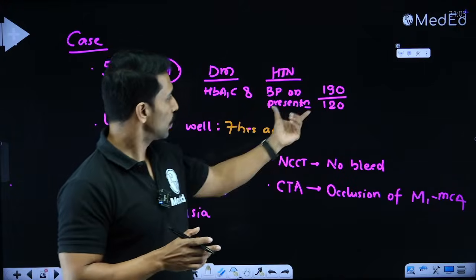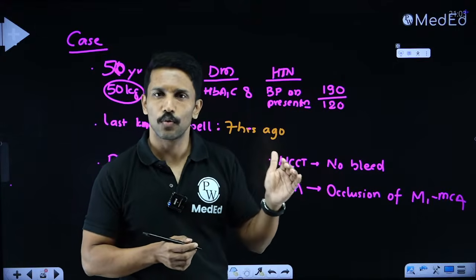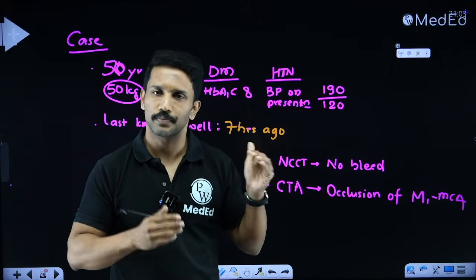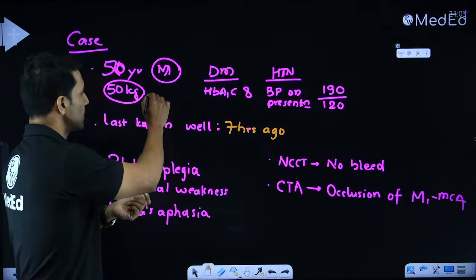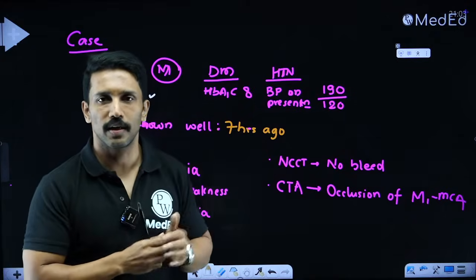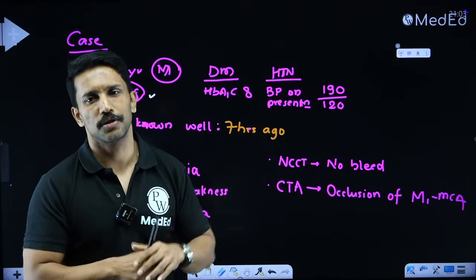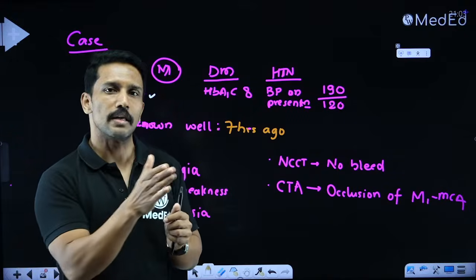Step number 1, quickly lower the BP. Once I lower the BP to less than 185 by 110, I will administer tenecteplase. This patient is now considered as 50 kg, so 12.5 milligrams of tenecteplase. And after that, hand over the patient to the interventional radiologist for EVT, right?